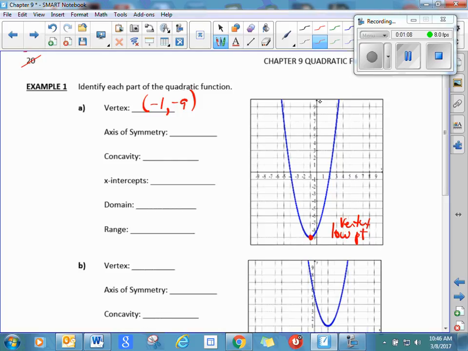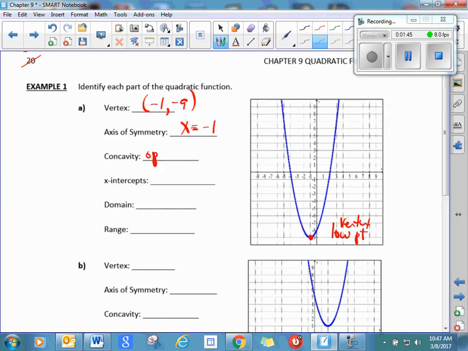Axis of symmetry. The axis of symmetry is the vertical line that cuts through the vertex, and you can kind of see it's dotted here, and it's going through -1. So remember, a vertical line cuts through the x-axis, so it has an x equals equation. So x equals -1 is the equation for the axis of symmetry. And if you were to fold this parabola on the axis of symmetry, you'd only see one line. It would be laying right on top of itself.